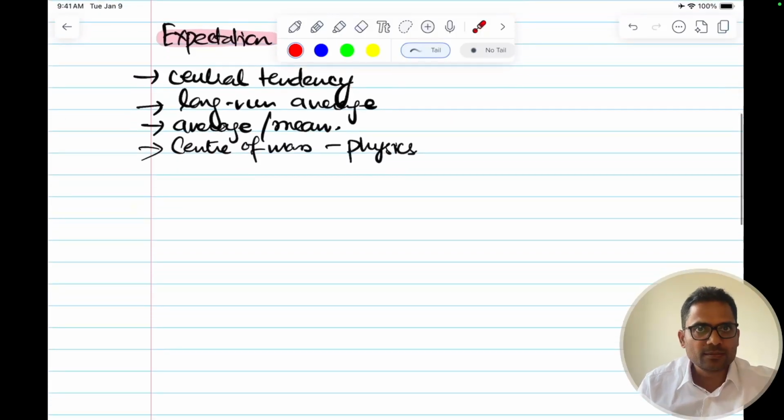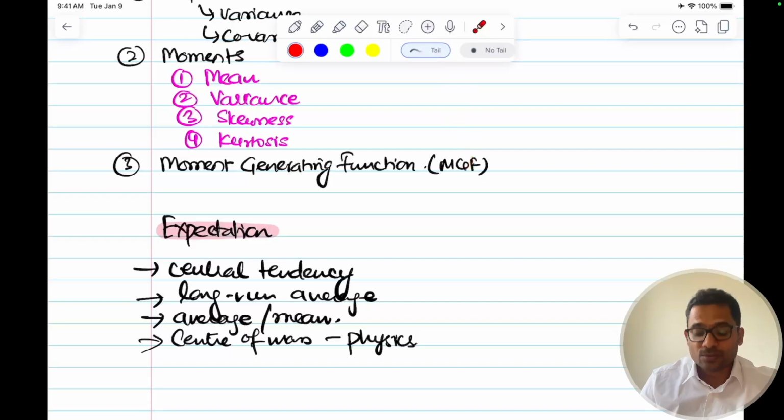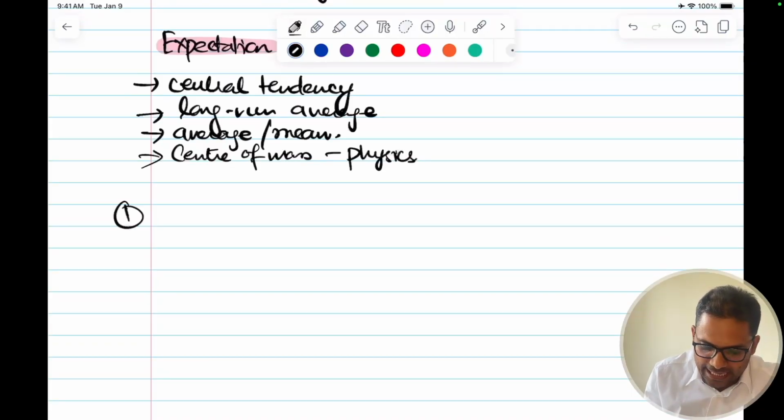So let's define it formally. What does expectation mean? Again, as I mentioned, all these terms are for random variables. Random variables are of two types, as we have discussed earlier, discrete and continuous. First is the discrete case. For a discrete random variable, what would be my expectation?